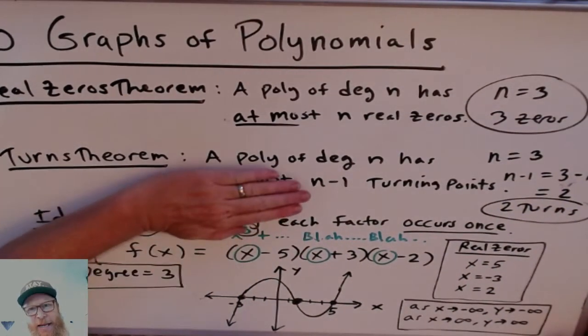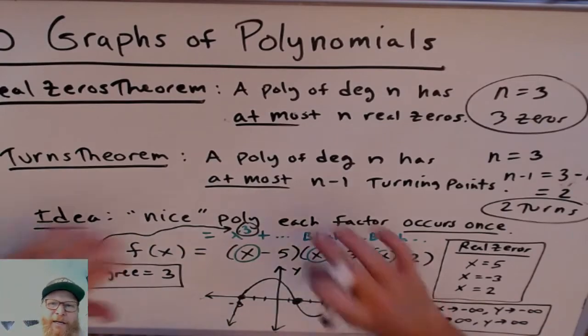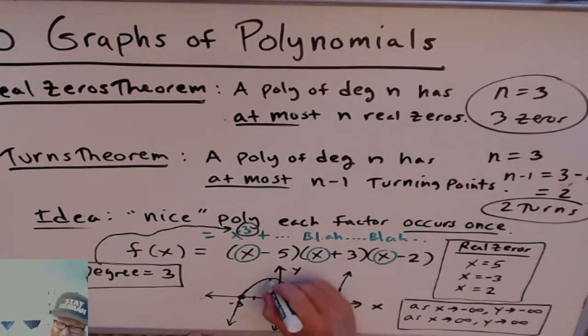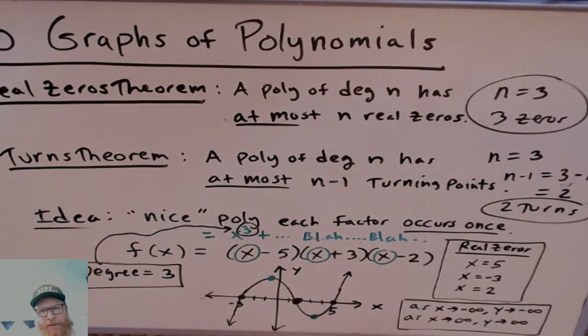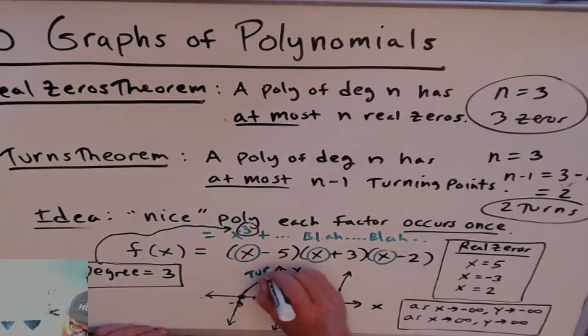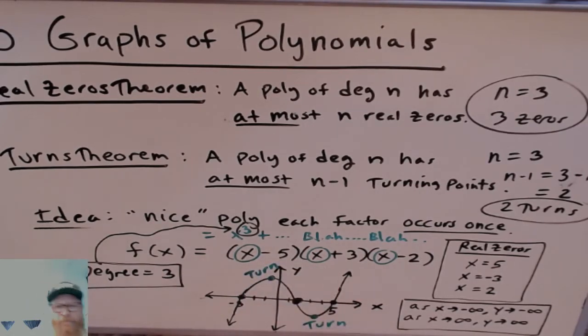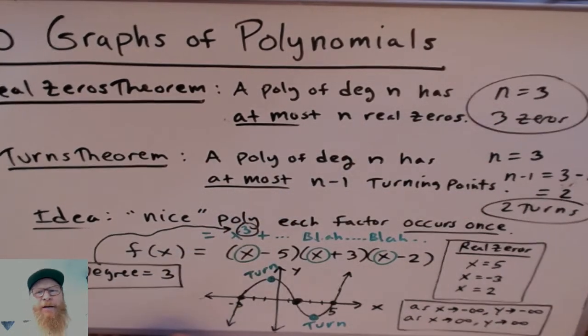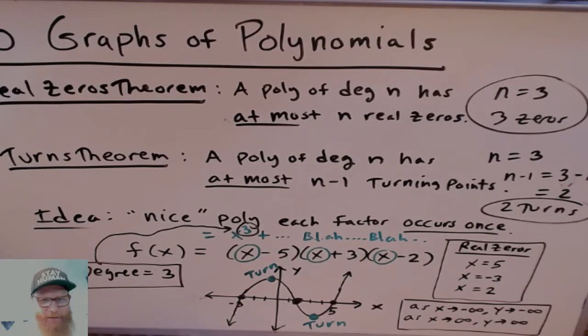Right? And so in this perfect world here, you don't really have to worry about the at most and the at least. Look, there are 2 turns. There's one turn here, and then there's another turn here. So there's 2 turns. All right. So it has 2 turns and 3 real zeros. Exactly what the theorems, think about my word there for a minute, exactly what these theorems would have predicted.